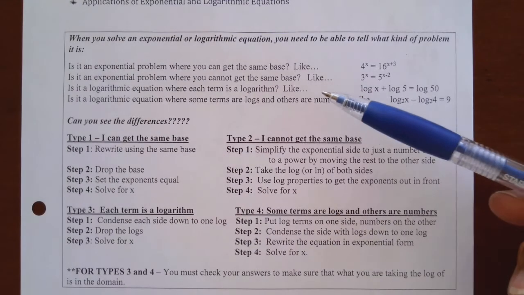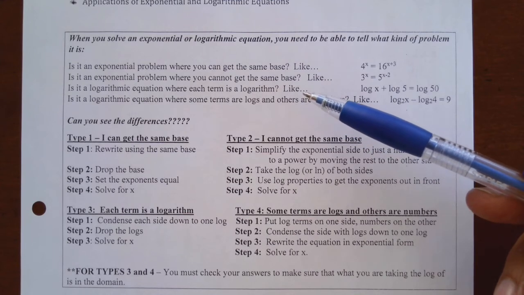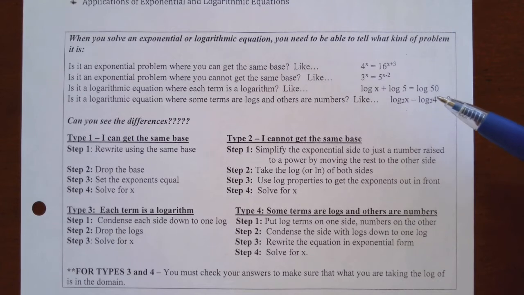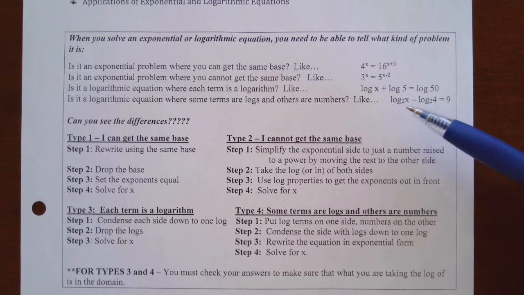And then the same thing for logs. You have basically two types of logs. The first type of log is an equation, a problem where every term is a log. Look at this example: log of x, log of 5, log of 50. All the terms are logs. That's one type of logarithmic problem. And then the second type is, some of the terms are logs, but some of the terms are not logs, just numbers. In this example, I've got the log of x, the log of 4, but I just have the number 9. That's the difference of the two logs you'll see. So they're very easy to pick out.